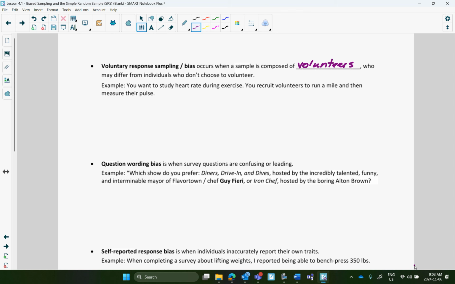So you want to study heart rate during exercise. You recruit volunteers to run a mile and measure their pulse. So you want to study heart rate. So that means your population, I don't know, maybe it could be all adults, or it could be all youth age 15 to 17 or something like that. That's a lot. Those are big populations, no matter what you choose. What's the potential problem here with the volunteers?